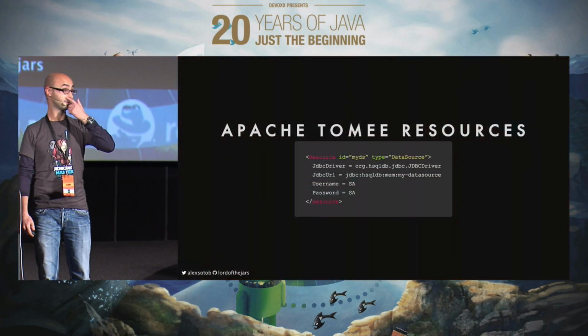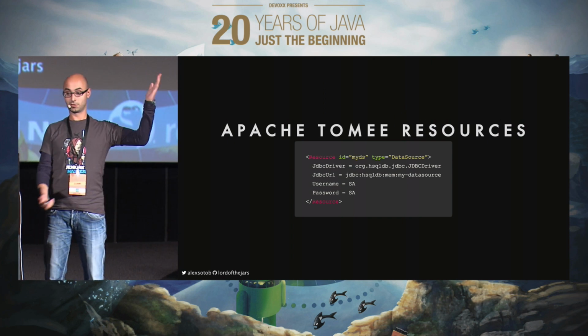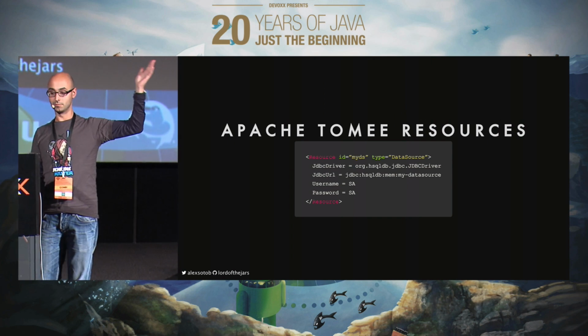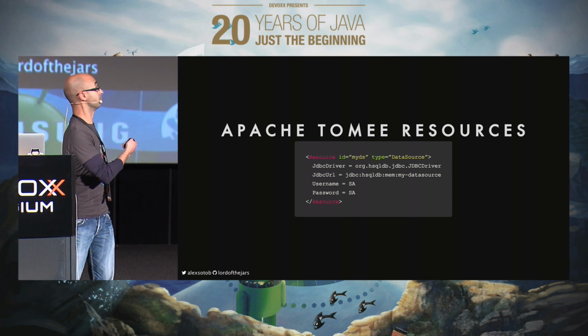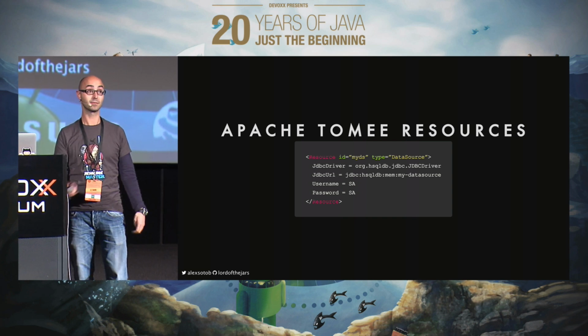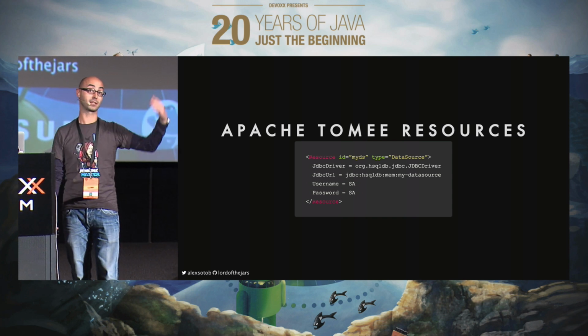Let me show you an example of this. This is an Apache TomEE example, which is a resource where you set the URL, the username, and the password. In this case, the password is in plain text. So if you lose this file, everyone can get the password and access the database.